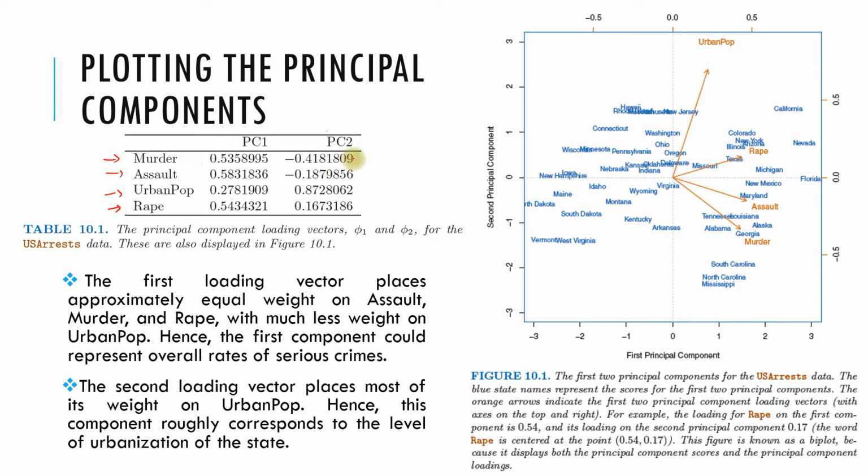So here you have the different factor loadings that are represented. Remember that this is supposed to be a 4 by 4 matrix, all right?